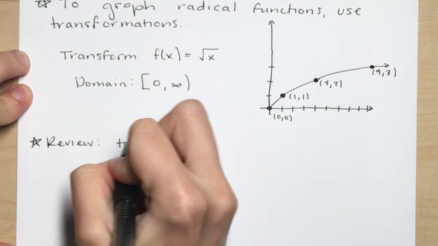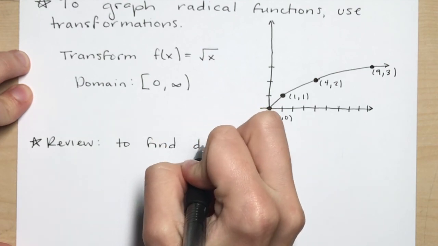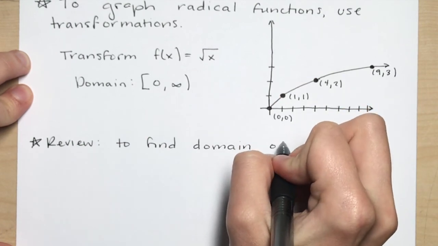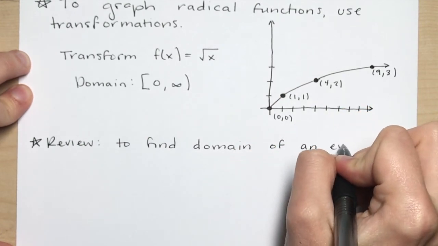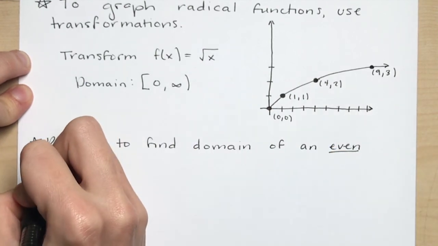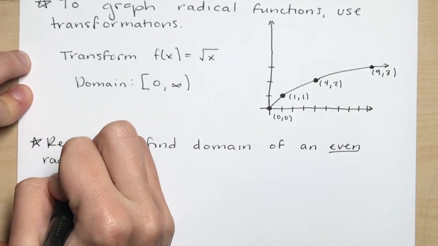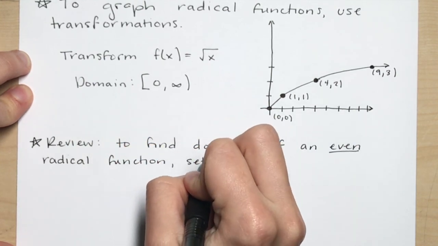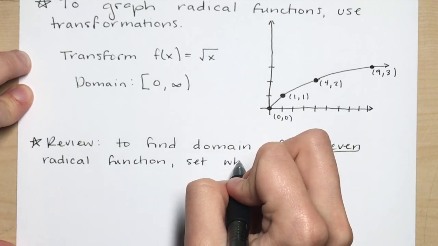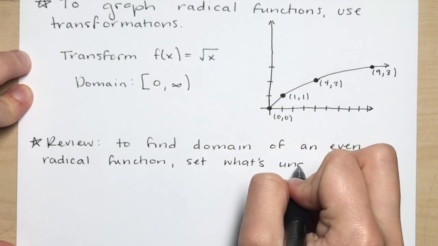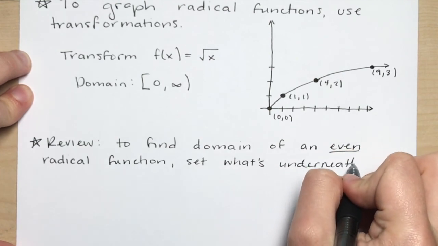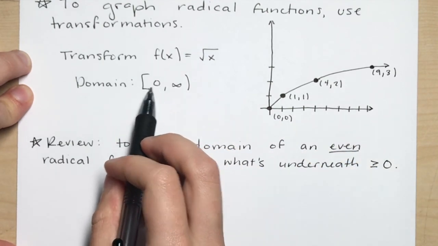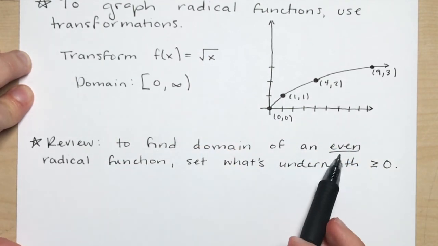To find the domain of an even radical function, set what's underneath greater than or equal to 0, right? We want to be either equal to 0, or larger. Why does it matter that we're even?